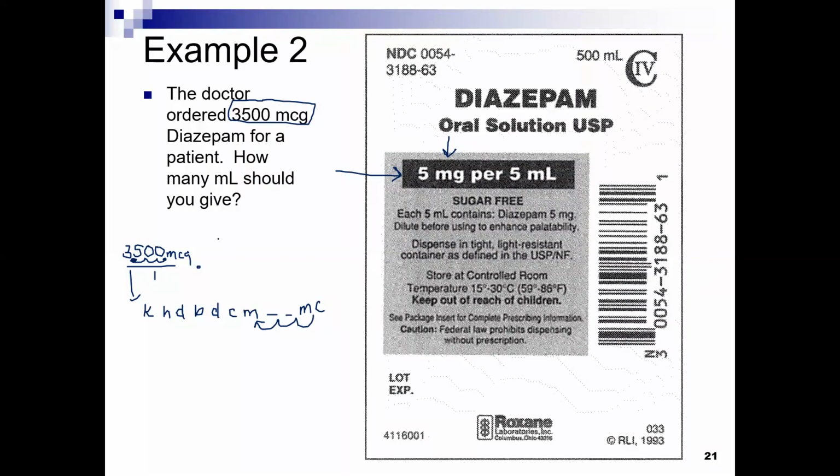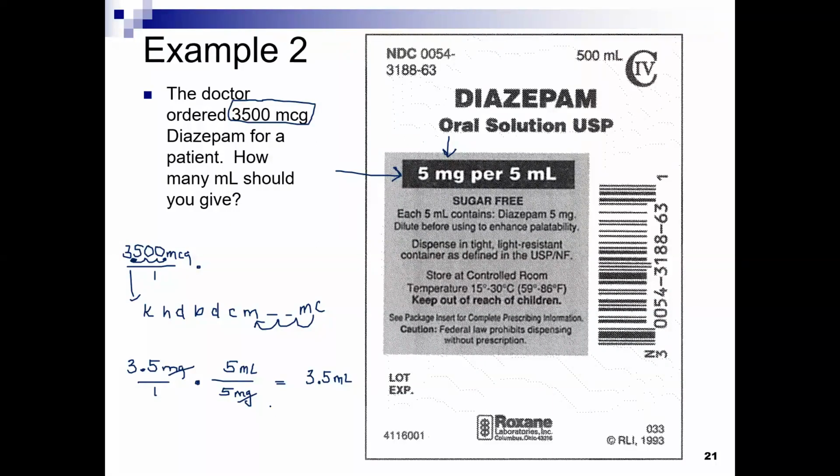So now this is equal to 3.5 milligrams. Put that over 1. And then I can use the strength, setting up my dimensional analysis. 5 milligrams is canceling in the denominator, 5 milliliters in the numerator, and I do my math. So I multiply straight across and then divide by 5, and my answer comes out to be 3.5 milliliters.